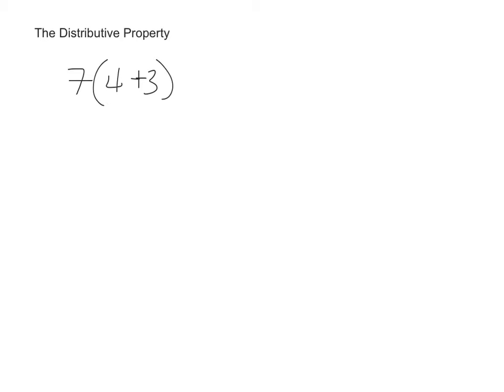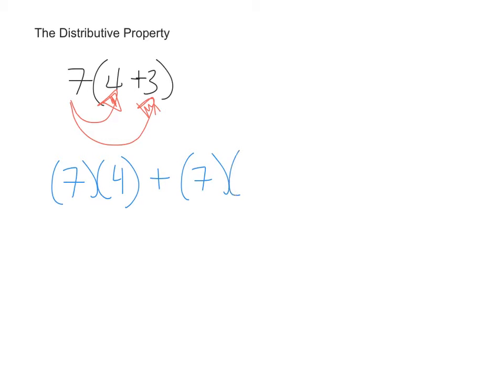So you would take the 7 and multiply it by the 4, and then you would take the 7 and multiply it by the 3. So what you would write would be 7 times 4. You're going to add, because it's 4 plus 3, and then 7 times 3. That's the first thing they're asking you to do, and yes, you do have to do that.